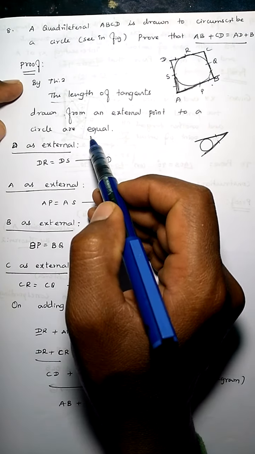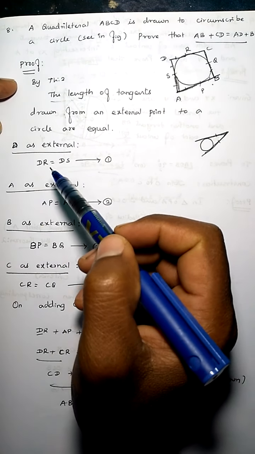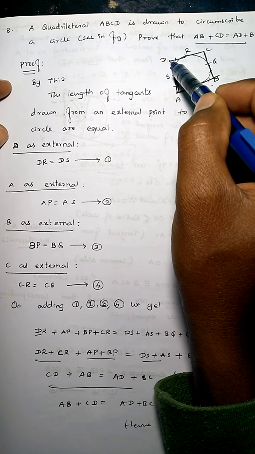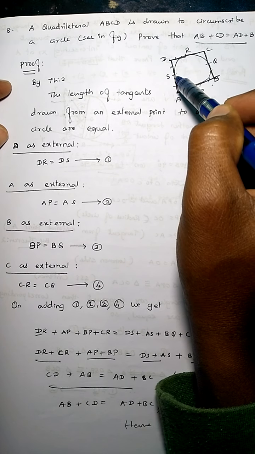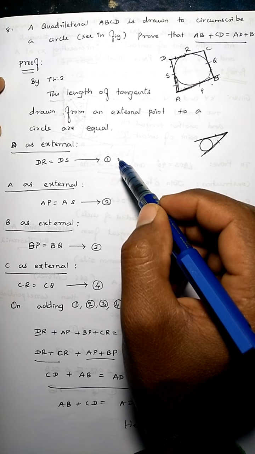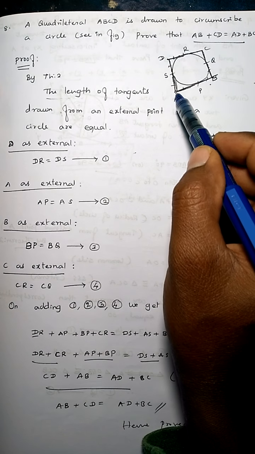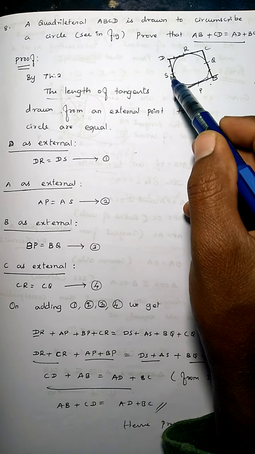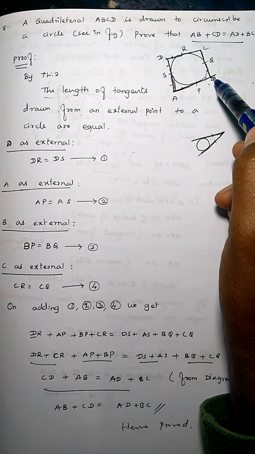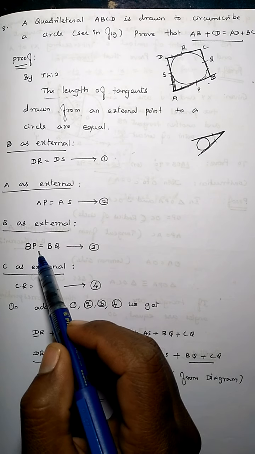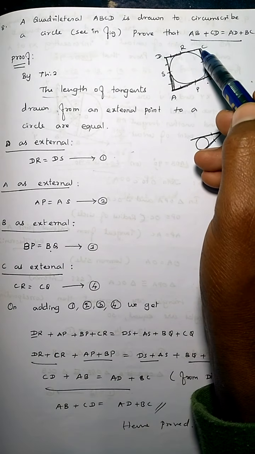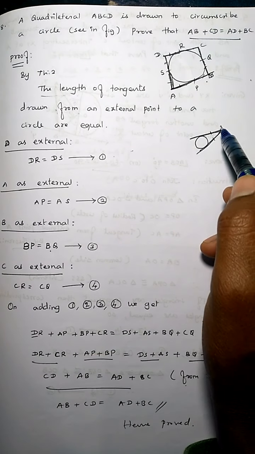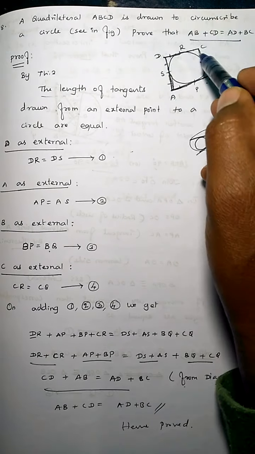So according to this theorem 2, we can take here, when you take D as an external point, we are starting with D here. Then DR is equal to DS. This is from theorem 2. So this is equation 1. And when you take A as an external point, again by the theorem 2 statement, AP is equal to AS. Then when you take B as an external point, BP is equal to BQ. When you take C as an external point, CR is equal to CQ. This is all by theorem 2 concept only we are taking here.